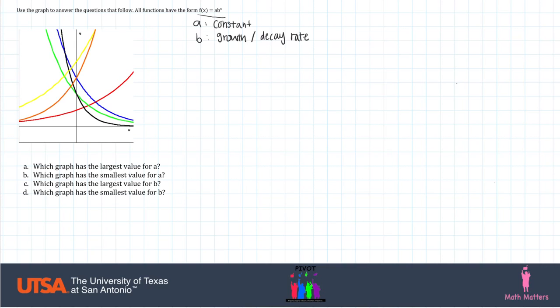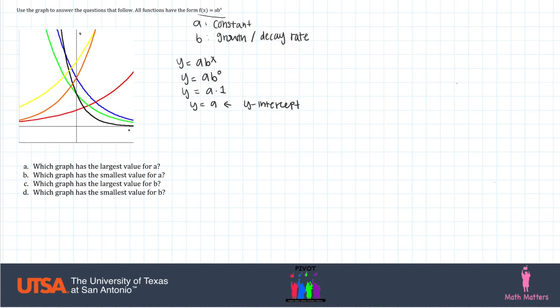So for example, we have y equals a times b to the x. And then if we plug in 0 for x, then we have y equals a times b to the power of 0. Any number to the power of 0 is 1. So b to the 0 is going to be 1. So y equals a times 1, and y equals a. So this is going to be your y-intercept.